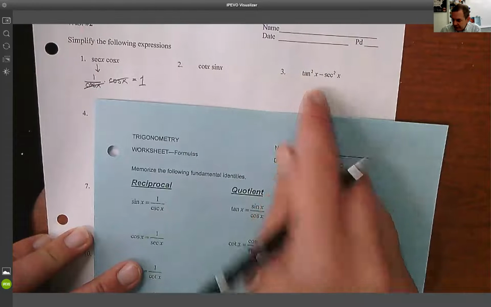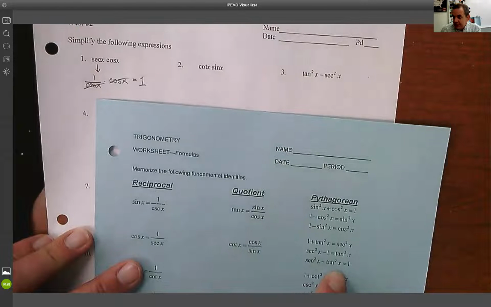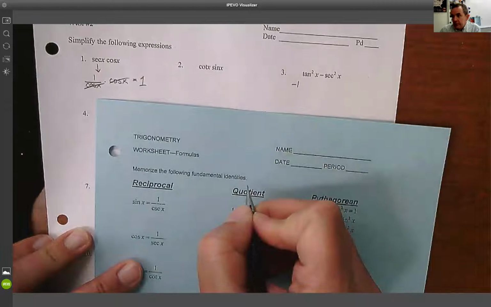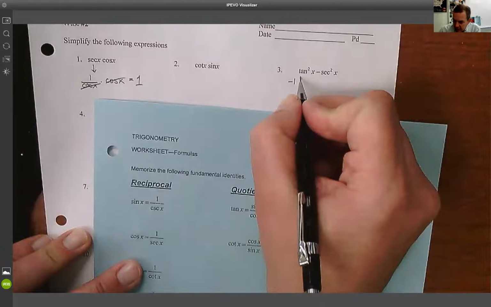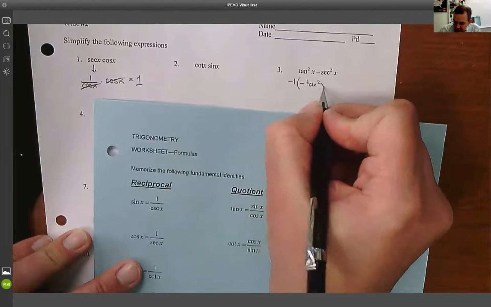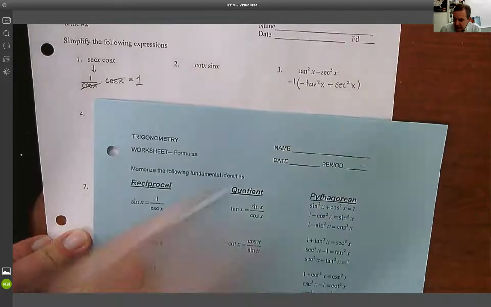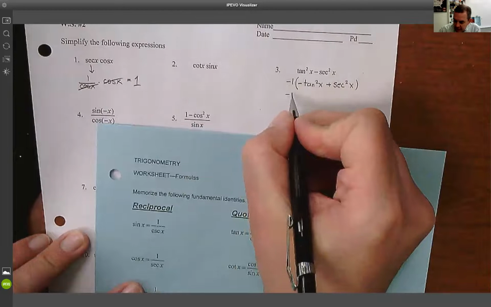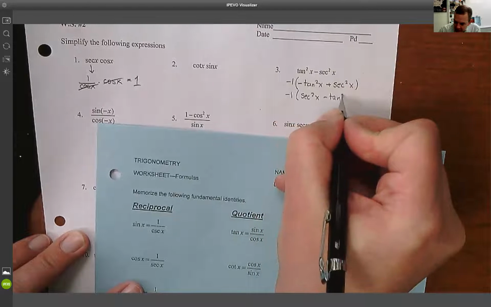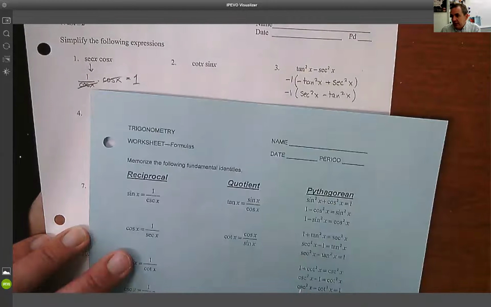The way you would change this is I want to get this so that the secant is positive and the tangent is negative. What I can actually do here is factor out a -1. And when I take out a -1, that's going to become negative tangent squared x plus secant squared x. I changed the signs. And if I really want to, I can rewrite that as secant squared x minus tangent squared x.